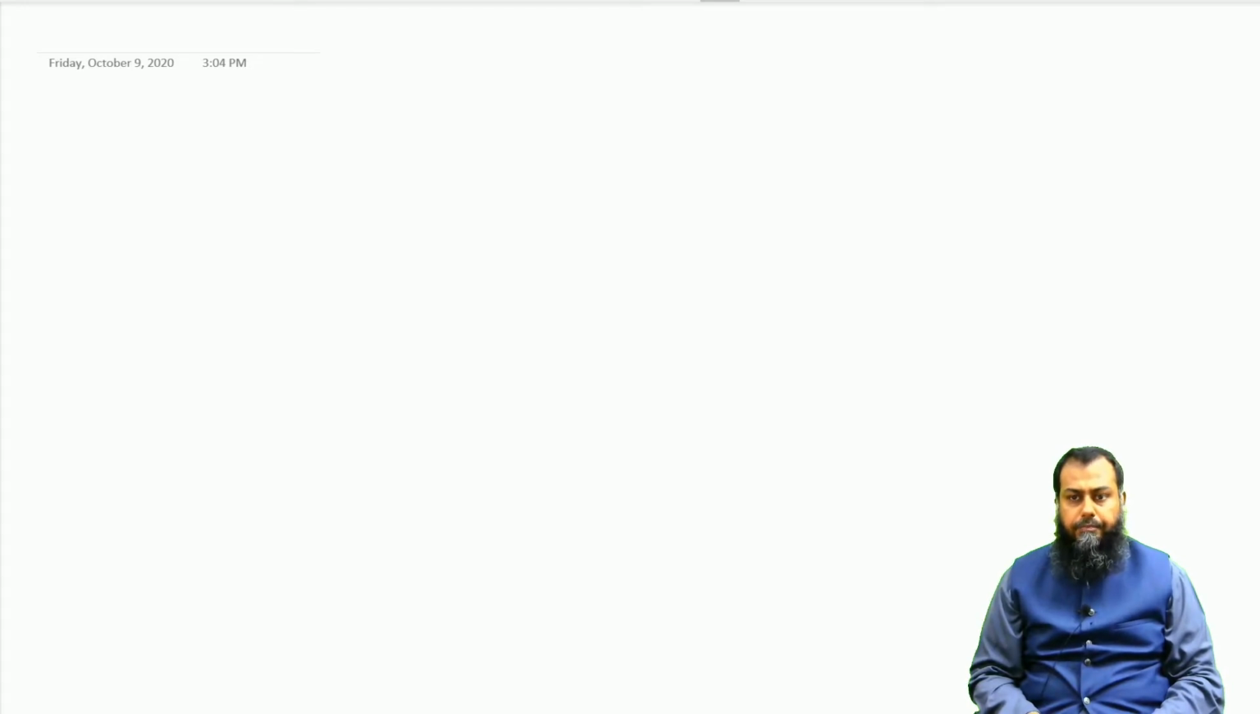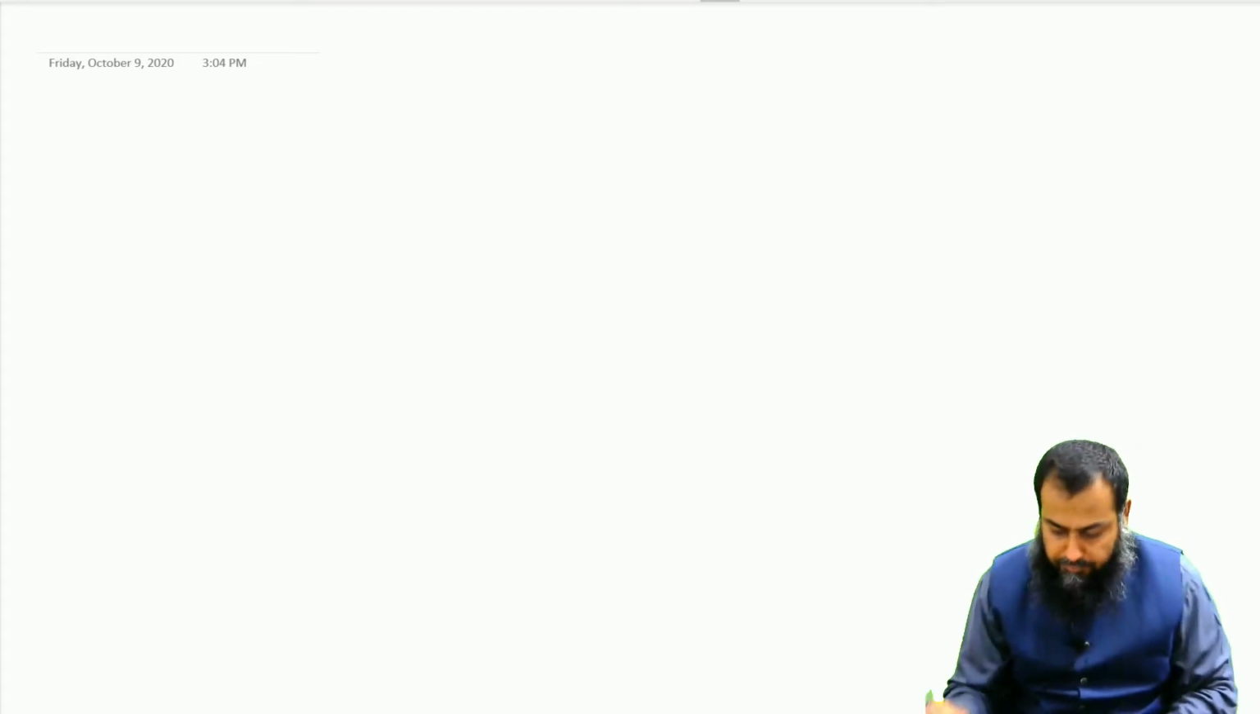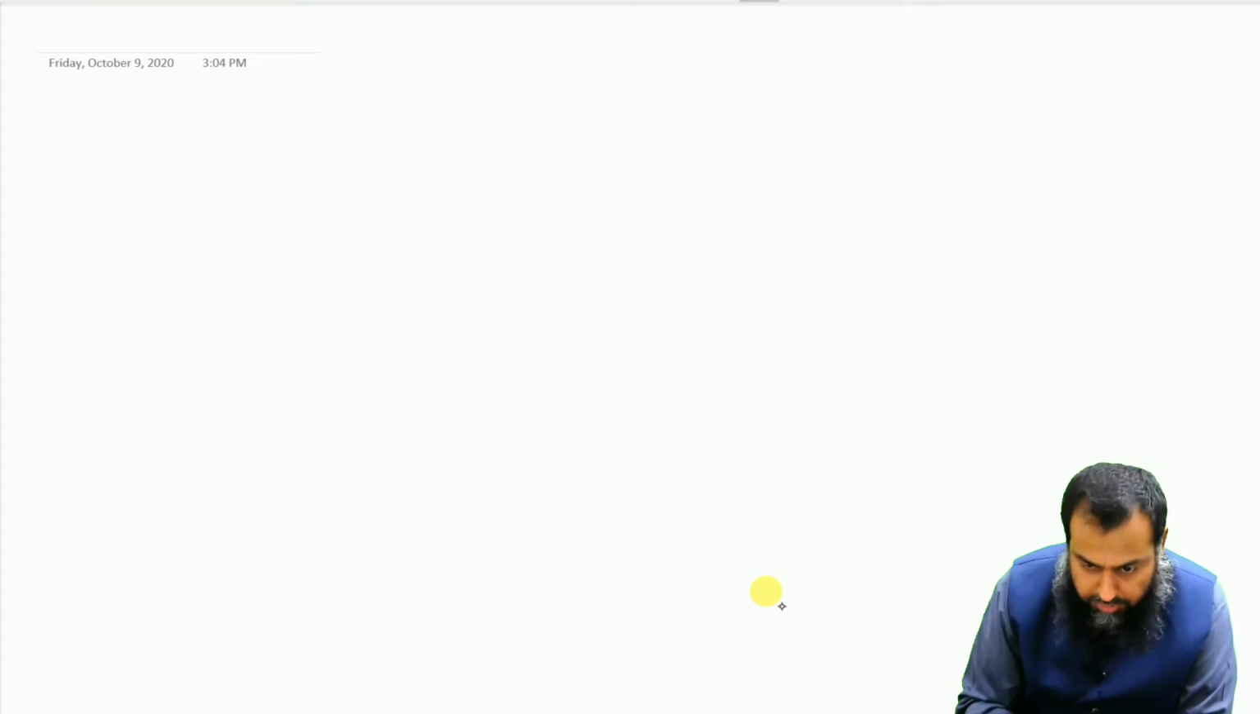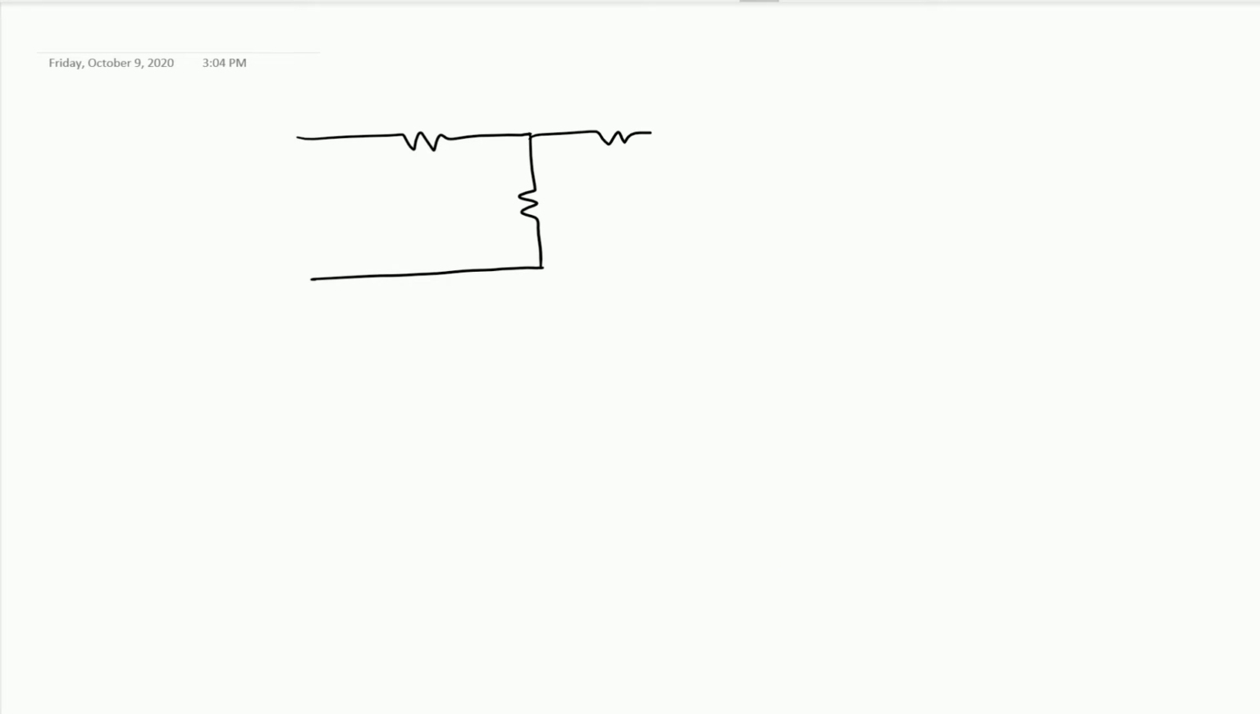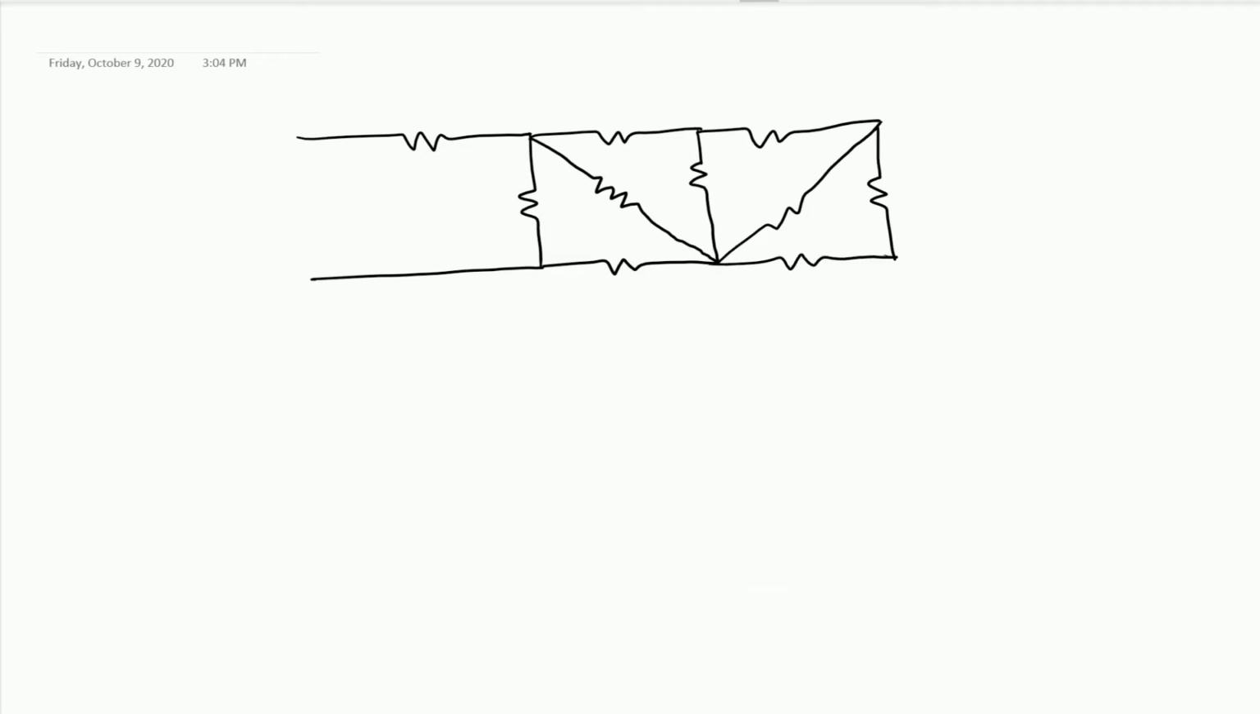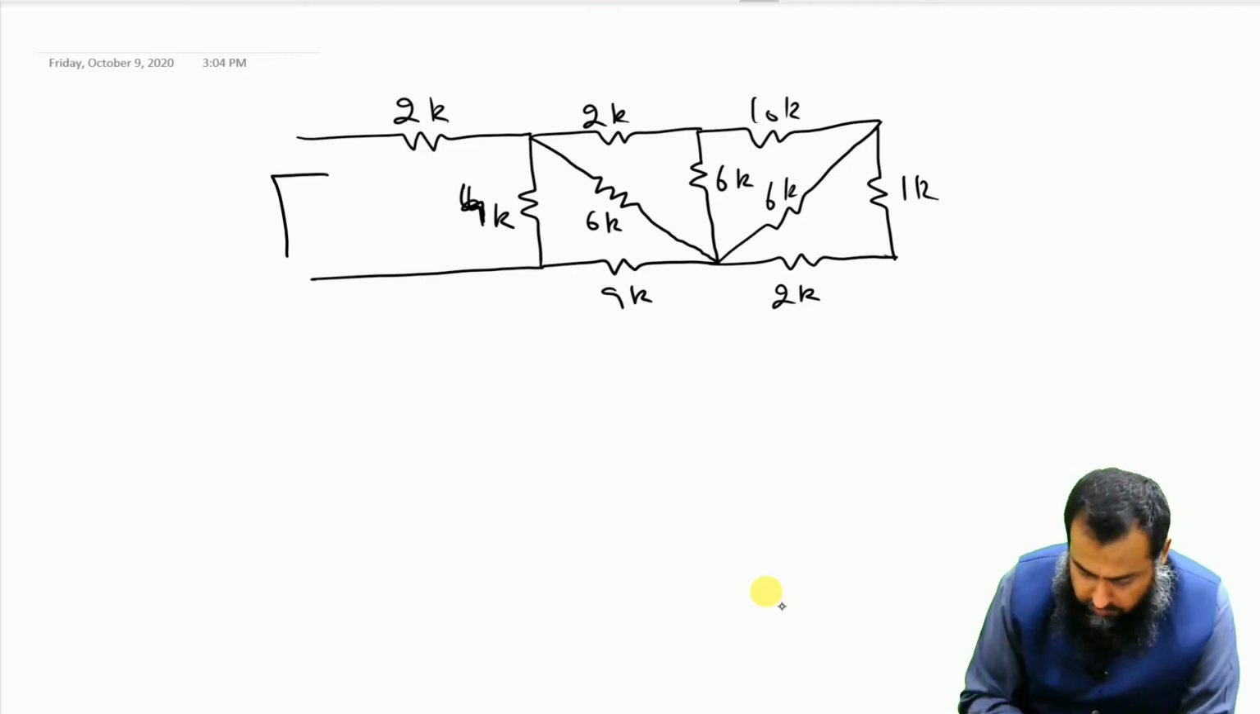So let us start. Let me draw the given circuit. So we have a resistance here. We are tasked to find the R equivalent as seen by these two terminals, A and B.